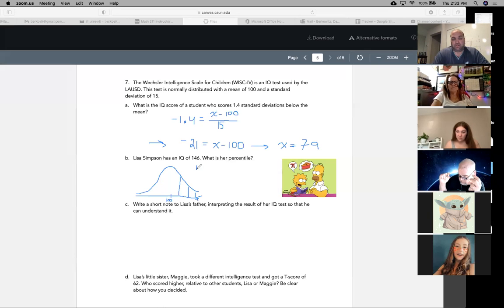Well, the first thing we've got to do is go from data to our z-score. You don't go directly from data to percentile. You go data to z-score. 146 minus 100 over 15. This gives us a z-score of 3 and 1 over 15, which as a decimal is 3.06 bar.